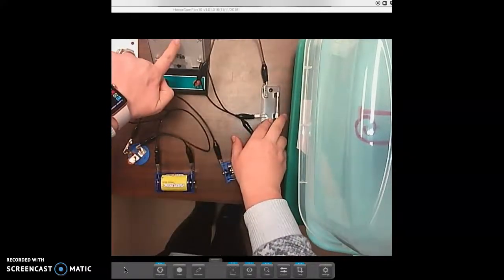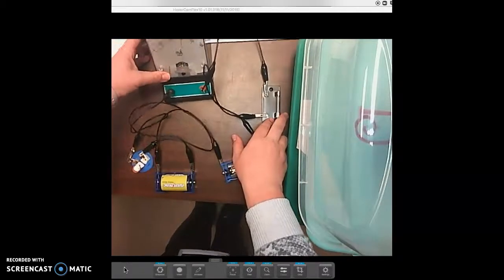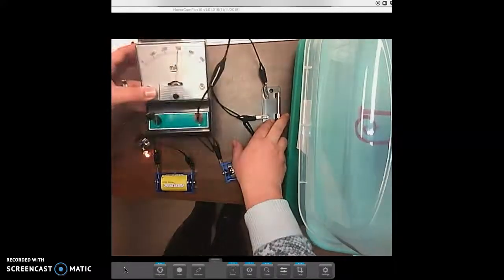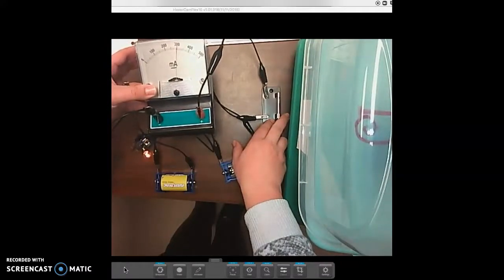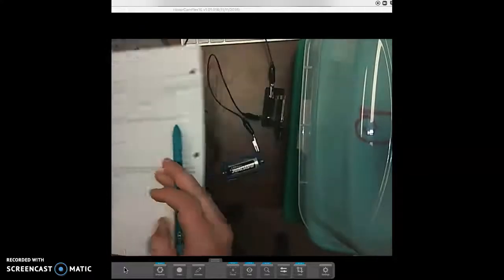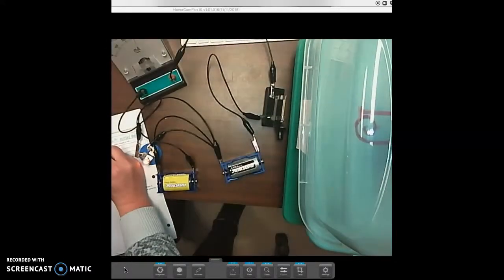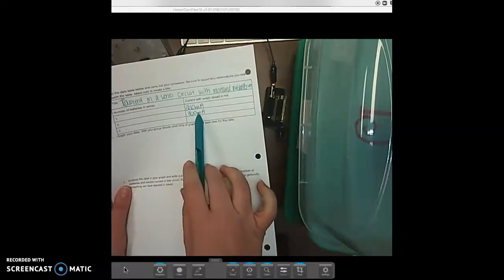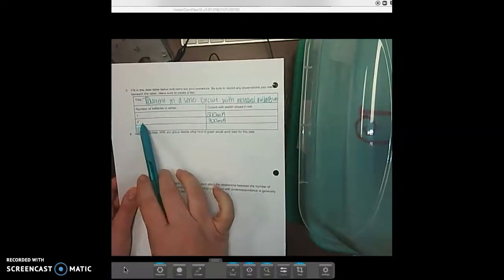And my ammeter went up. We can see that my ammeter went up to 300. So that is my new current with 2 batteries. So I'm going to write 300 milliamps. So I've increased my current by increasing my battery number.